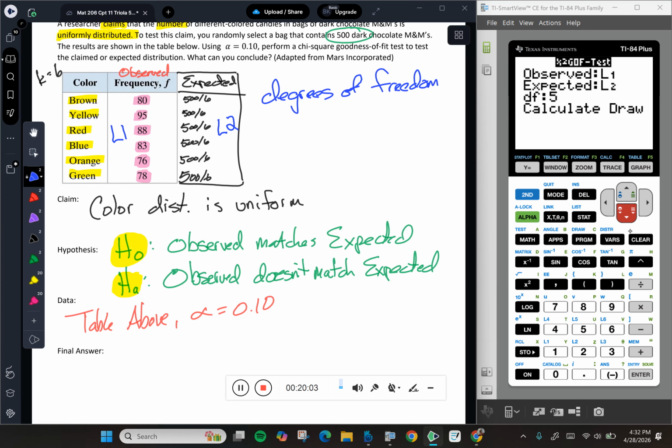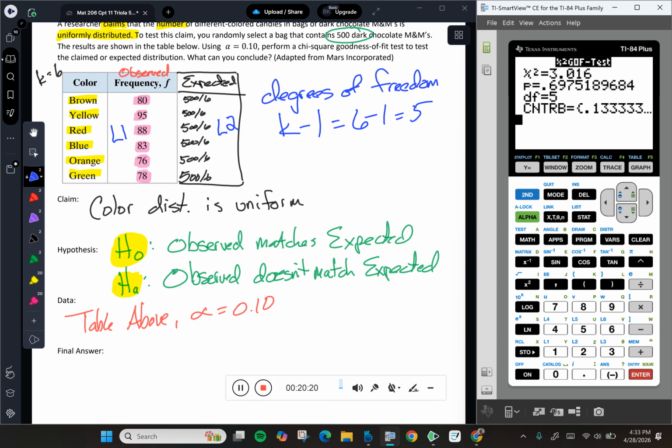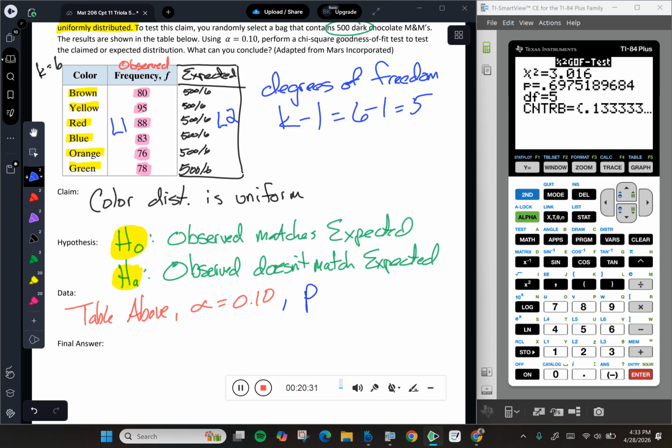So our degrees of freedom is always going to be k minus 1. The number of classes minus 1. So for us, that's going to be 6 minus 1, which will be 5. And so I'll put 5 in. I'll go down to calculate, and I'll go ahead and calculate it. Now, that top thing up there, that weird looking thing right up here, that's our chi-squared test statistic. And we've got a p-value below it, where p is equal to 0.6975, right?